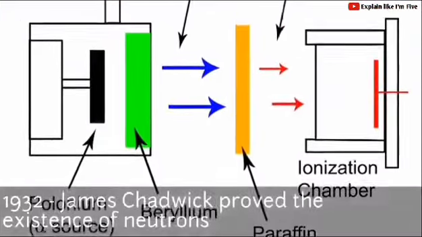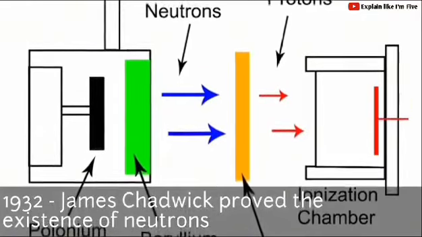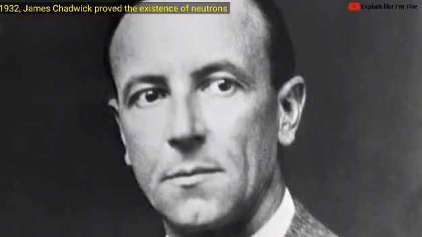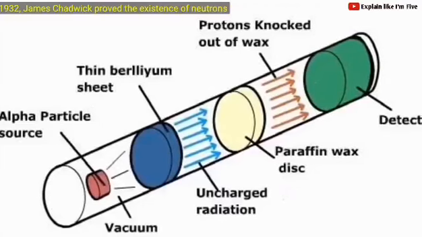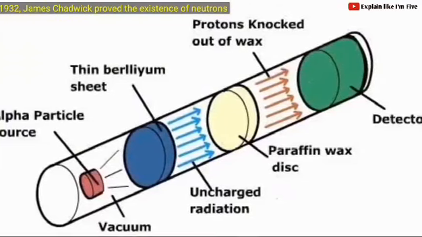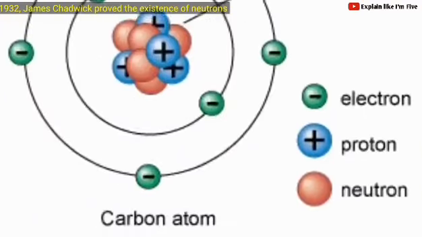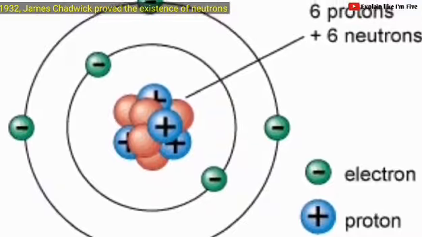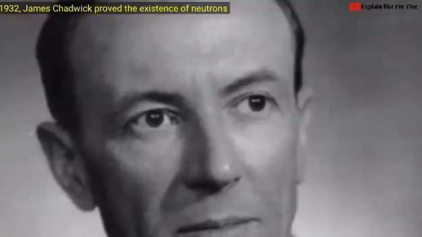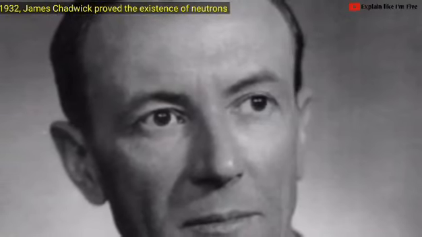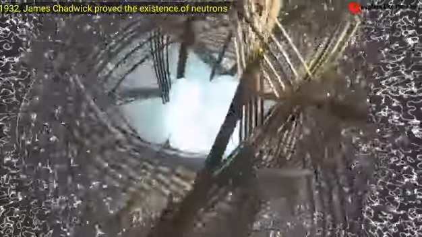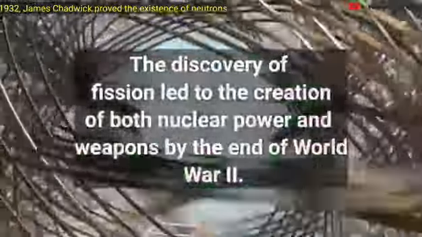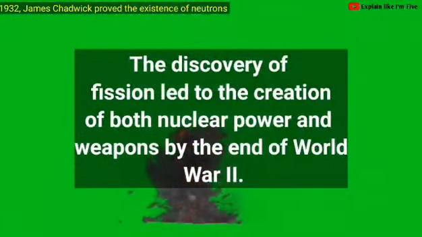In 1932, James Chadwick proved the existence of neutrons. He heard of a new method of detecting particles emitted by radioactive elements developed by Irène Joliot-Curie. The essential nature of the atomic nucleus was established with the discovery of the neutron by James Chadwick in 1932 and the determination that it was a new elementary particle, distinct from the proton. The discovery of fission led to the creation of both nuclear power and weapons by the end of World War II.